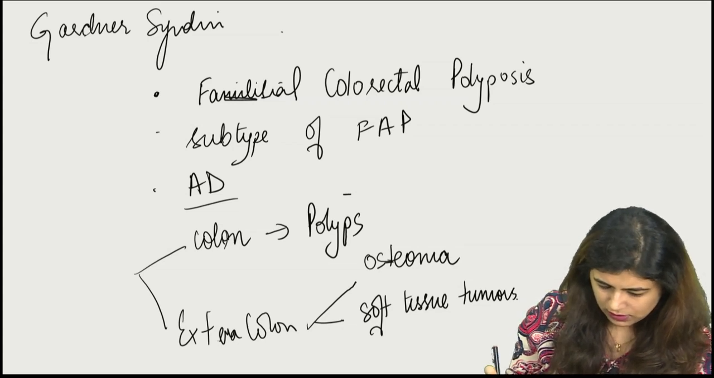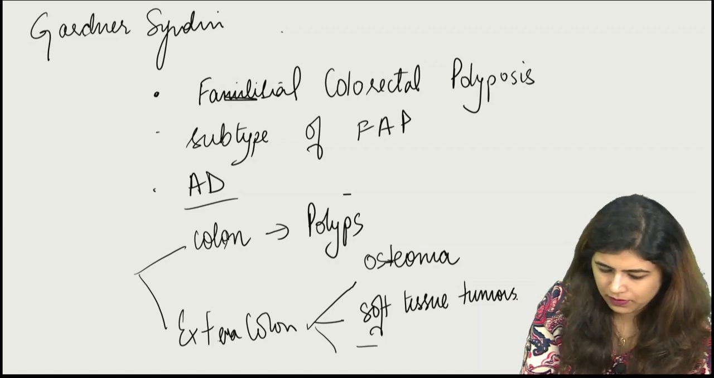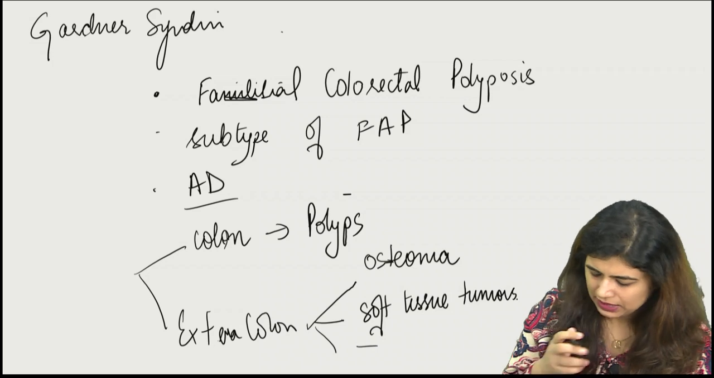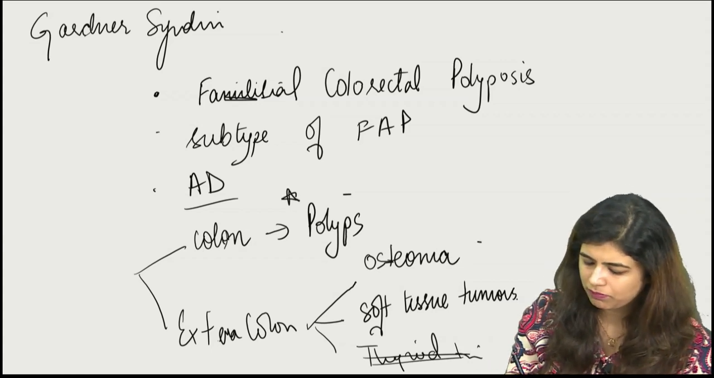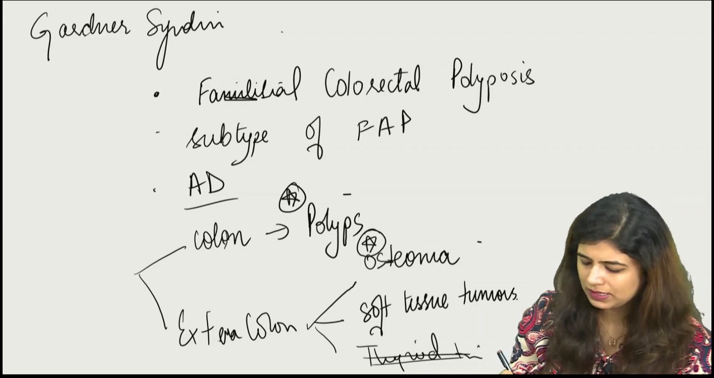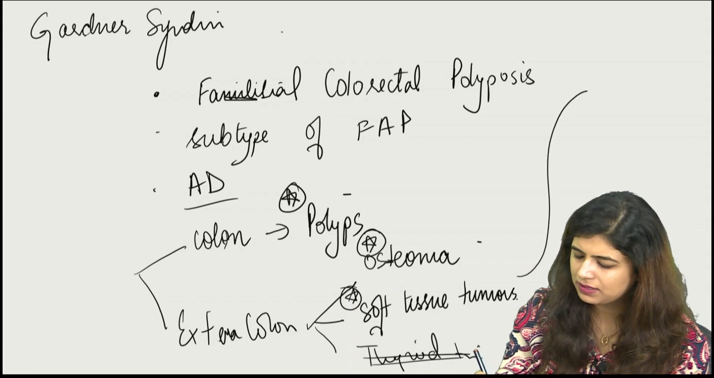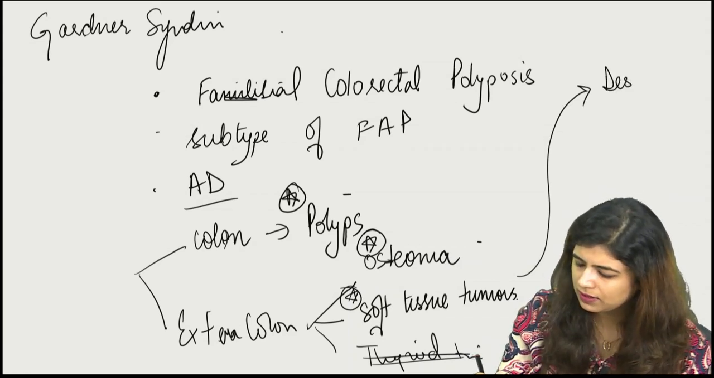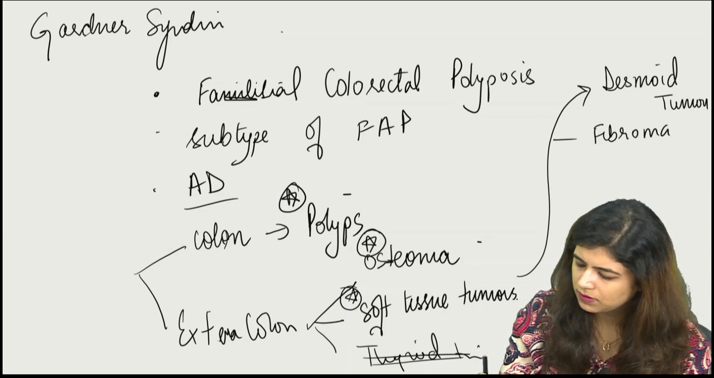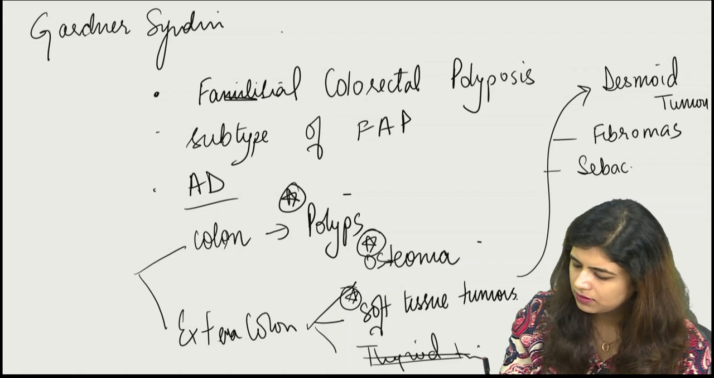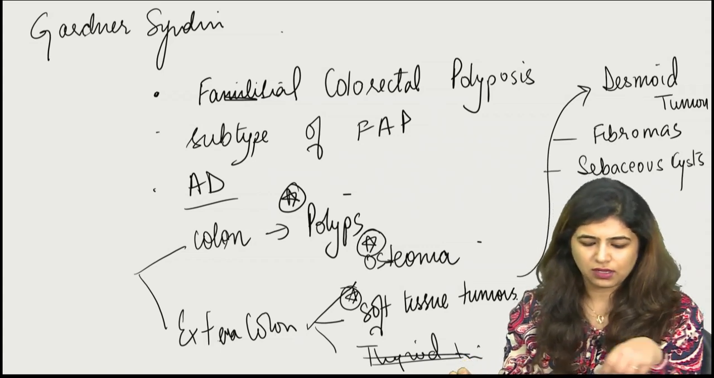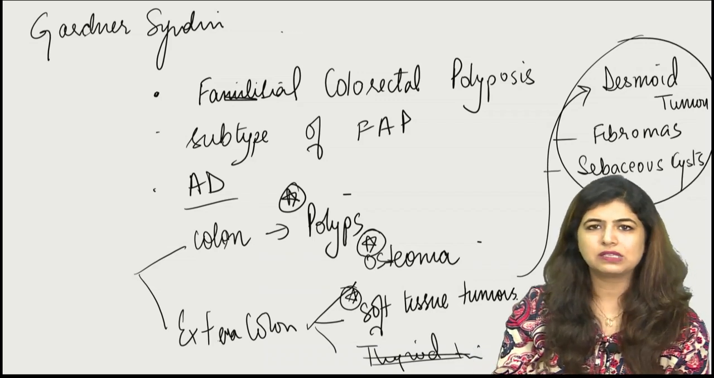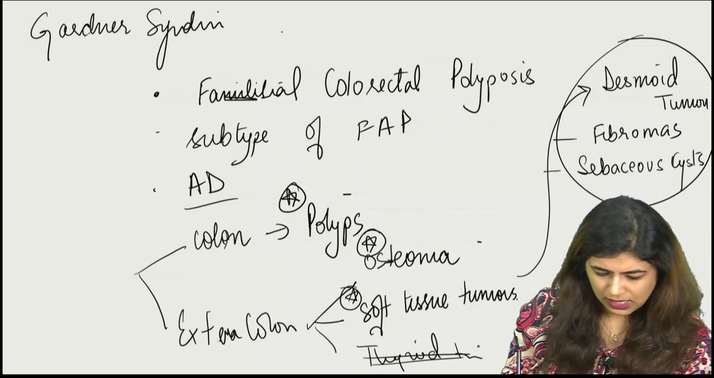Soft tissue tumors and sometimes in some patients thyroid tumors, but that is not important. Mostly for you, what is important is number one, polyps, then bony osteomas and soft tissue tumors. Now, what is there in these soft tissue tumors? In the soft tissue tumors, you see desmoid tumors, fibromas and sebaceous cyst. Okay, so this is what you see in Gardner syndrome. Remember these findings. Rest the detail will be covered in surgery. I am just covering it in short.